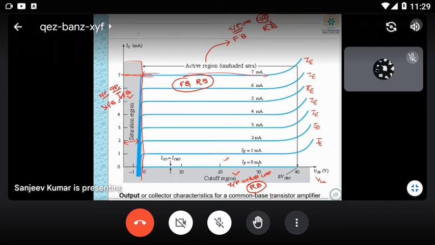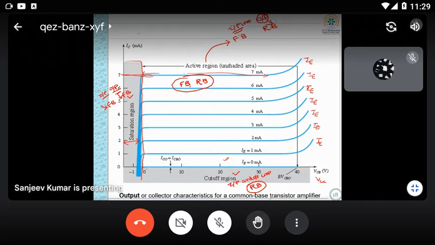So in this diagram you can see 6 variables are there. One is input current, output current, input voltage and output voltage. And these are the 4 variables, and using that you are plotting input and output characteristics. Is it clear or any clarification is required?